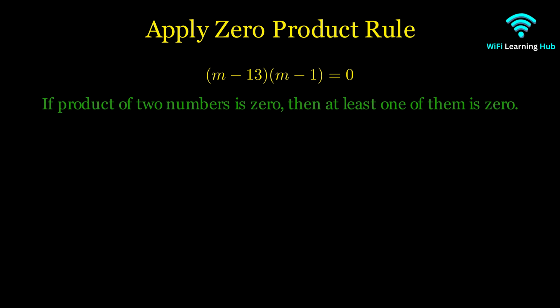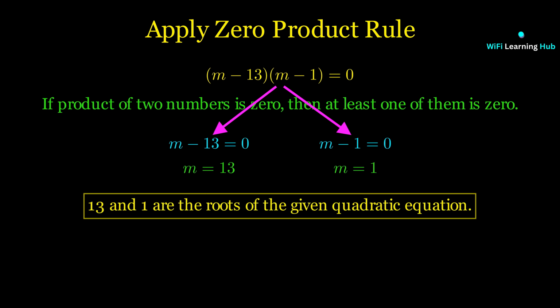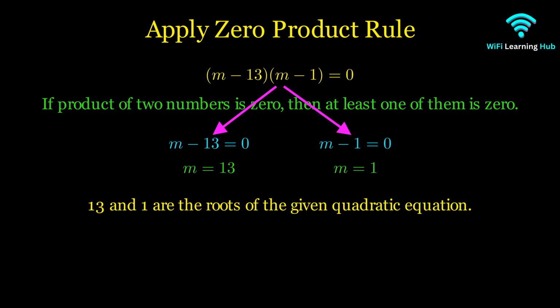Now apply the zero product rule to the factorized equation. If product of two numbers is 0, then at least one of them is 0. Therefore, m minus 13 is 0, or m minus 1 is 0. Solving m minus 13 equals 0 gives m equals 13. Solving m minus 1 equals 0 gives m equals 1. Therefore, 13 and 1 are the roots of the given quadratic equation.